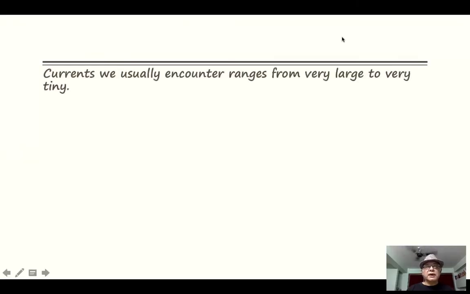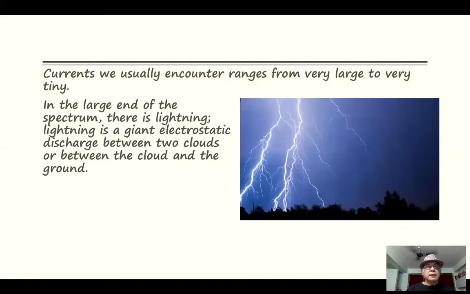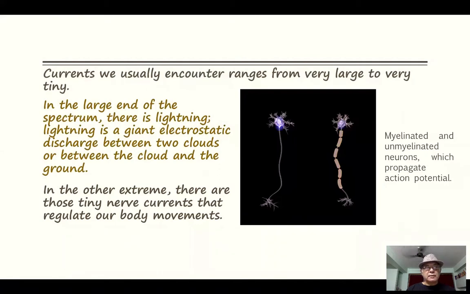Currents we usually encounter range from very large to very tiny. In the large end of the spectrum, there is lightning. Lightning is a giant electrostatic discharge between two clouds or between the cloud and the ground. In the other extreme, there are those tiny nerve currents that regulate our body movements. In the figure, we have shown myelinated and unmyelinated neurons, which propagate action potential.